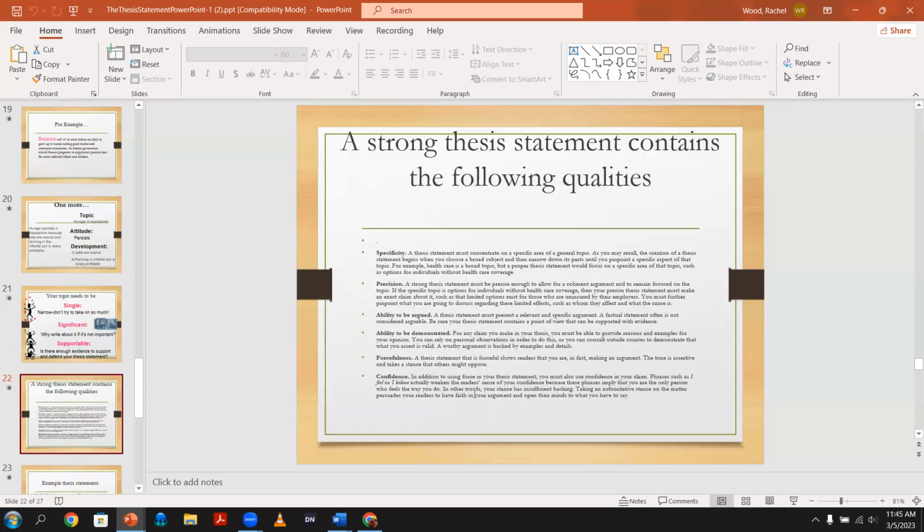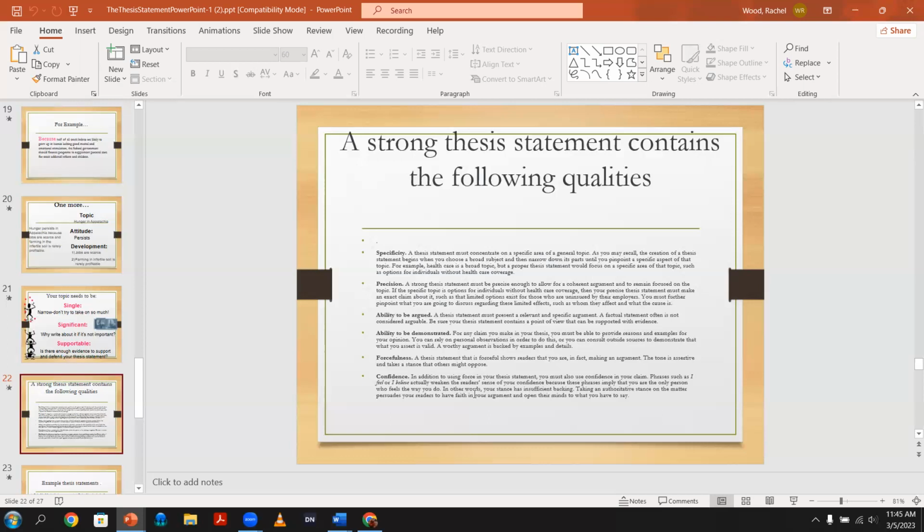Also, it needs to be defensible. You have to be able to argue it because it's an argumentative essay. That's very, very important. It has to be relevant. It has to be specific. It has to be argued. And it has to be a point of view that can be defended. You have to demonstrate it. For any claim that you make in your thesis, you have to be able to provide good reasons and examples for your opinion. So that's where the secondary sources would come in.